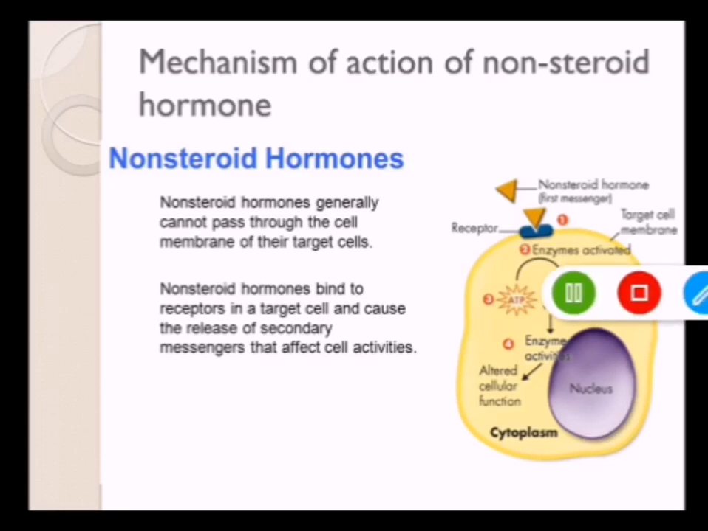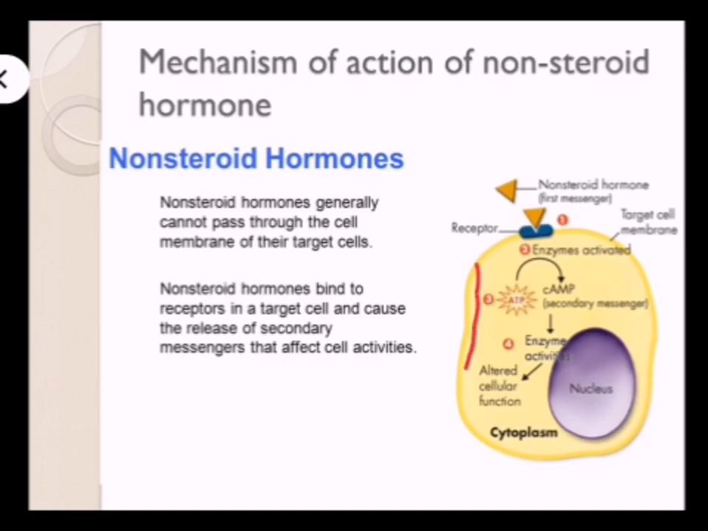I'll start with the non-steroid hormones. So for the non-steroid hormones, we have a cell membrane. This cell membrane is a phospholipid bilayer. So it contains two layers that are rich in lipids. It's a bilayer that contains lipids.